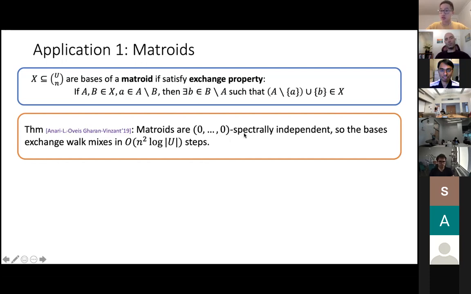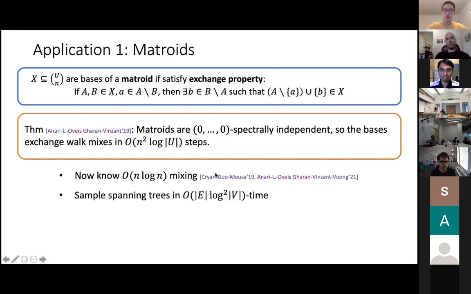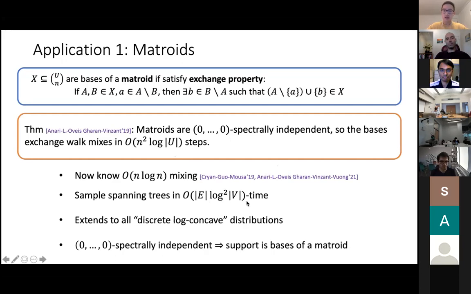What we showed in 2019 is that the uniform distribution on bases of matroids is spectrally independent with parameter 0. This is basically the best kind of spectral independence that you can get. From that, using these local-to-global theorems, you can get that the basis exchange walk mixes in polynomial time. And using more sophisticated technology, we can now get n log n mixing. It implies the current fastest algorithm for sampling spanning trees, and it also has an extension to a discrete analog of log concave distributions.